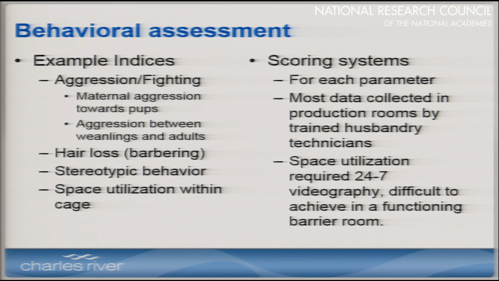So we developed scoring systems. Most of these parameters could be measured right in the barrier room by standard husbandry technicians that received some additional training from our behavioral staff. So we had developed scoring systems that could be collected at cage size. And for space utilization, we really couldn't do that meaningfully in a production barrier room, and I'll show you in a moment where we had to develop a special setting for that.